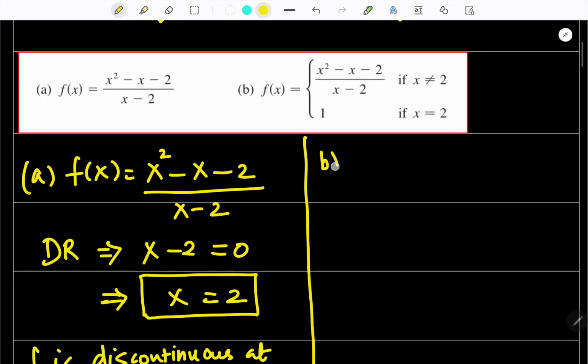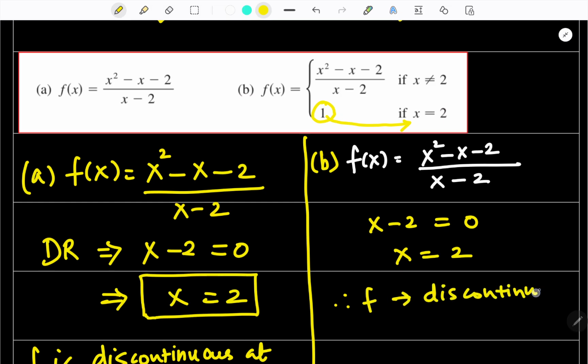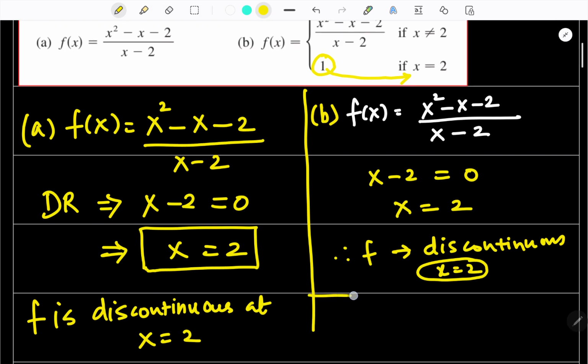Let's go to the next question, B. For question B, your f of x equals x squared minus x minus 2, divided by x minus 2. I think the same question they have given, but here an interval is given. This function we cannot take, because the value 1 is already given, so there is no denominator there. So x minus 2 equals 0, so x is equal to 2. It means the function is discontinuous at x equals 2. So that's it, both the problems are the same.